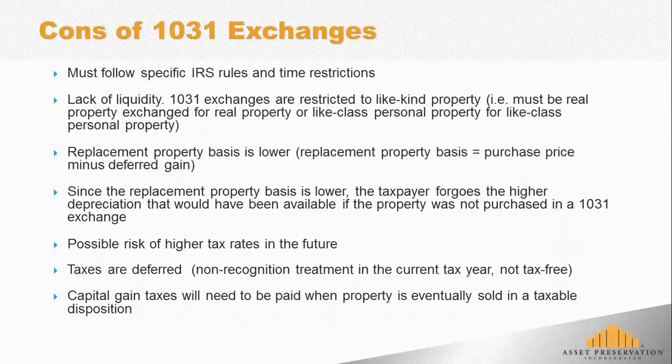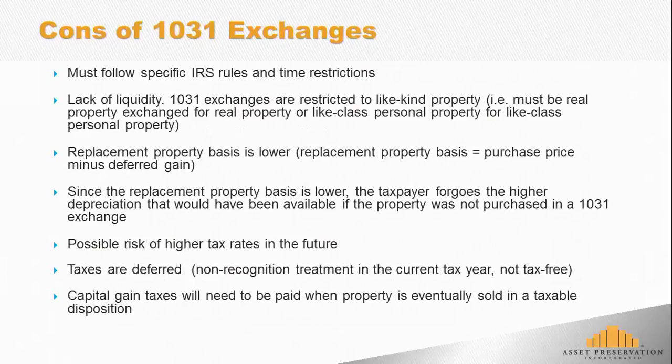Another one is a lack of liquidity. 1031 exchanges are limited to like-kind property. So it's got to be real property, another investment property. You can't exchange into or out of, let's say, a primary residence. So there are some restrictions there.